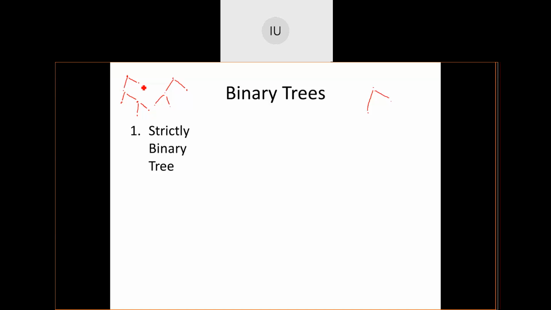Now, if I draw something like this, I never call it a strictly binary tree. A strictly binary tree is a binary tree in which every node has exactly two children. It cannot be otherwise: either it has zero children or two children. So tell me, in this, which is a node that has zero children? Look at this, the root has two children. This node has two children. This node has zero children. This node has zero children. So every node in the whole tree has either two children or zero children. Then I call it a strictly binary tree.